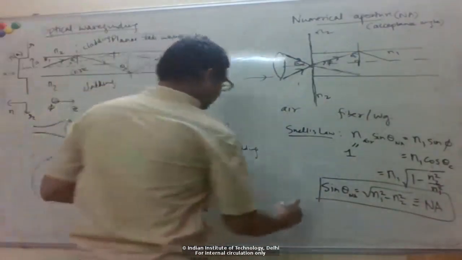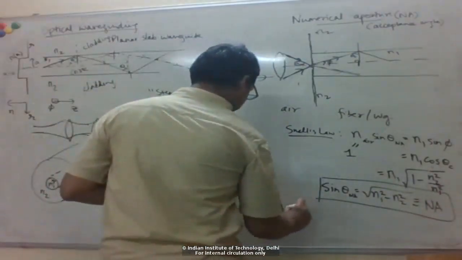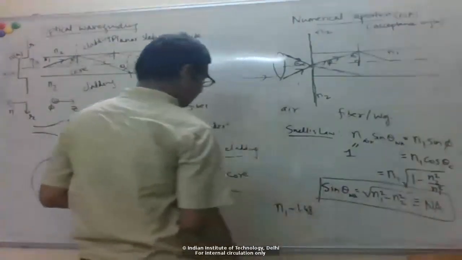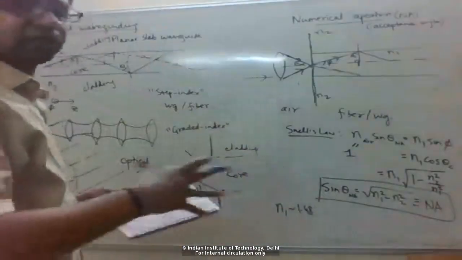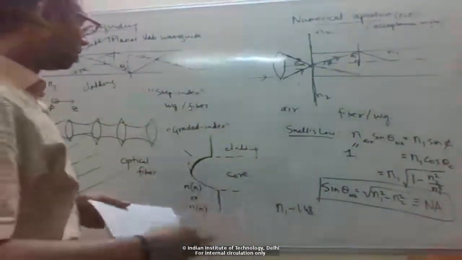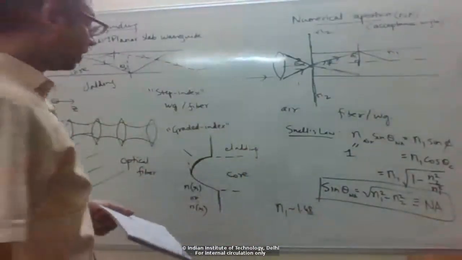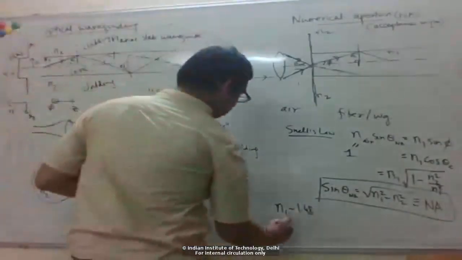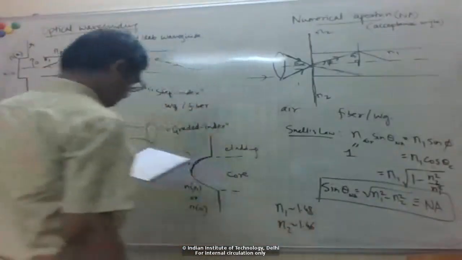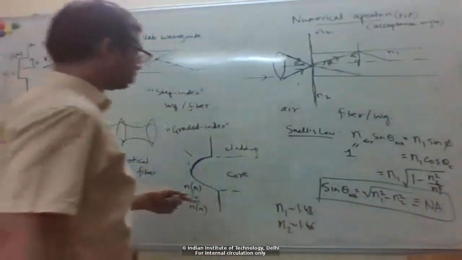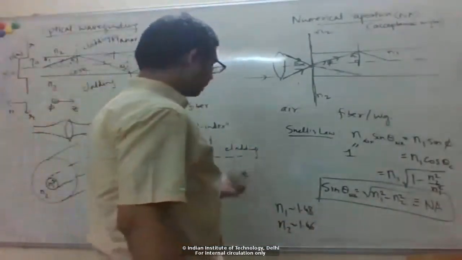Okay, so if we take some typical values, let's say n1: optical fibers are made out of glass, right? So they will have a refractive index between, let's say, 1.45 to 1.5 in that range, depending on which type of glass and what type of doping it has. So typically, n1 and n2 are close to each other, not very different. And we'll see the reasons for that.